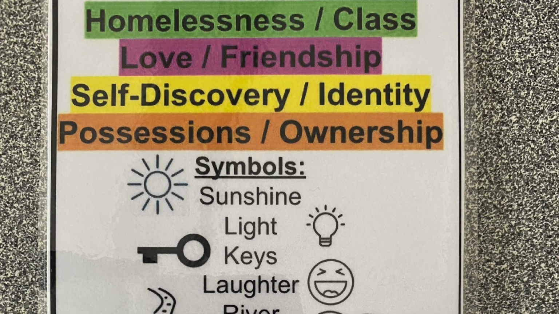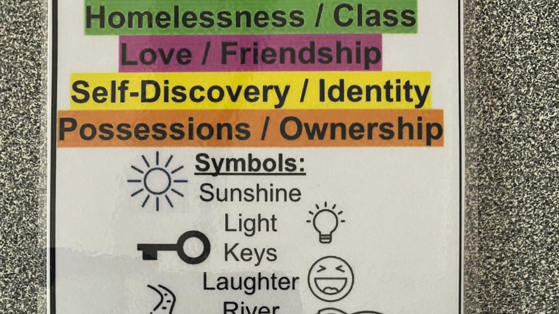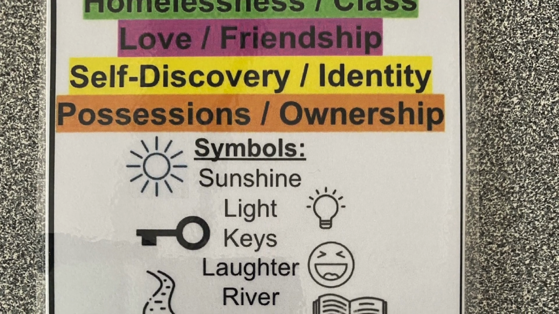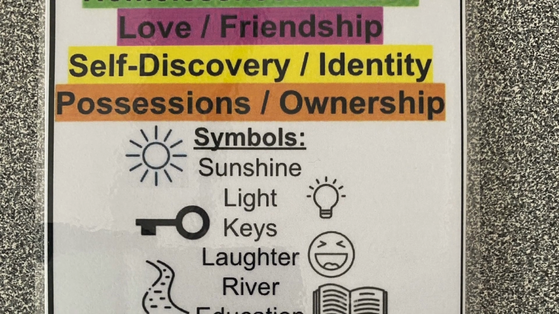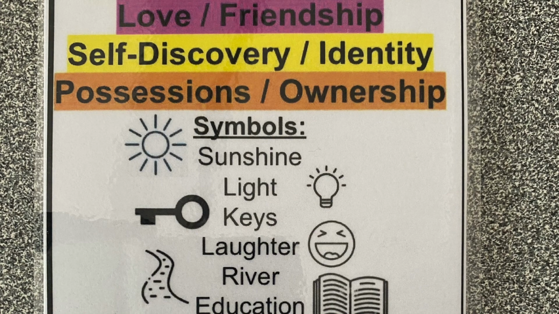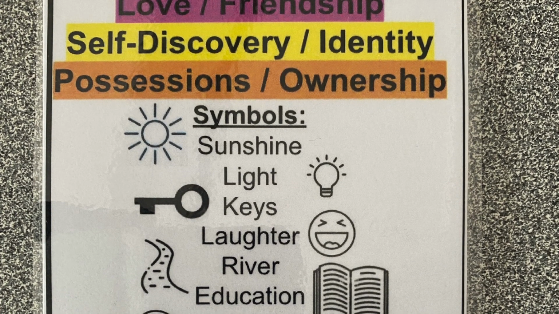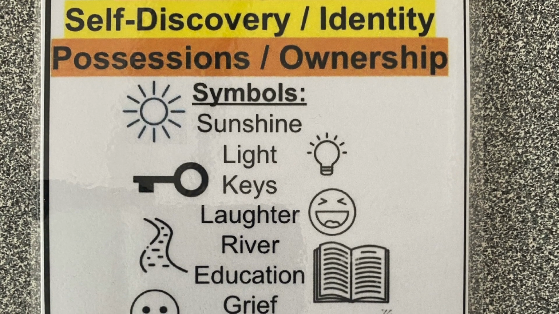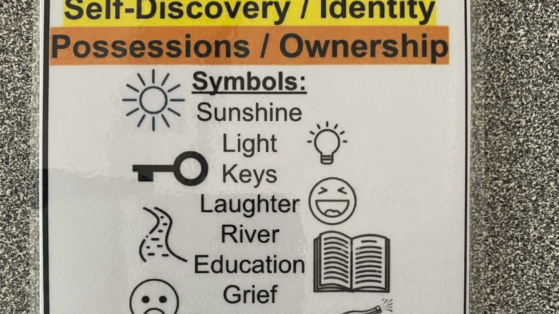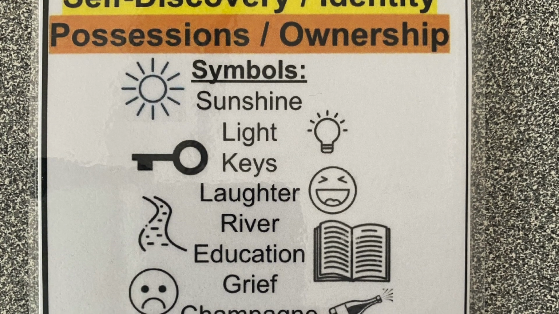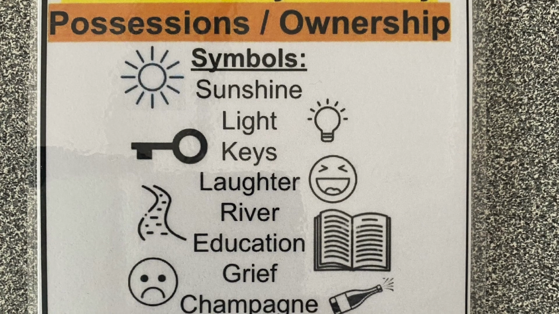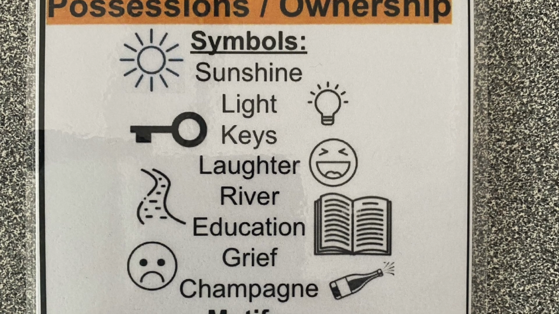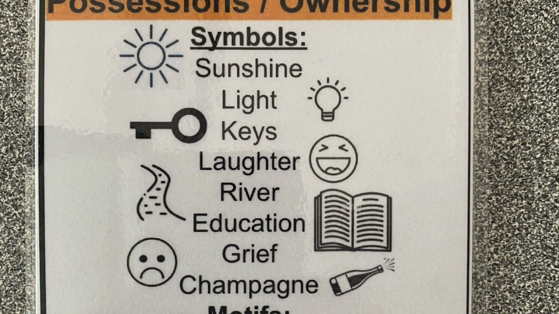The next element that we are annotating for are the symbols used throughout The Simple Gift. And for each of these symbols, we want a basic picture that we can draw next to the text to help keep our thinking in place. So the first one we've got is sunshine and anything to do with the sun. The second one is light, so the opposite of dark. We have keys, we have laughter, we have the river or any river, education, grief and real sadness, and the last one there is champagne. There are more symbols than this in The Simple Gift, but we'll start looking for these ones in the text as we're annotating.